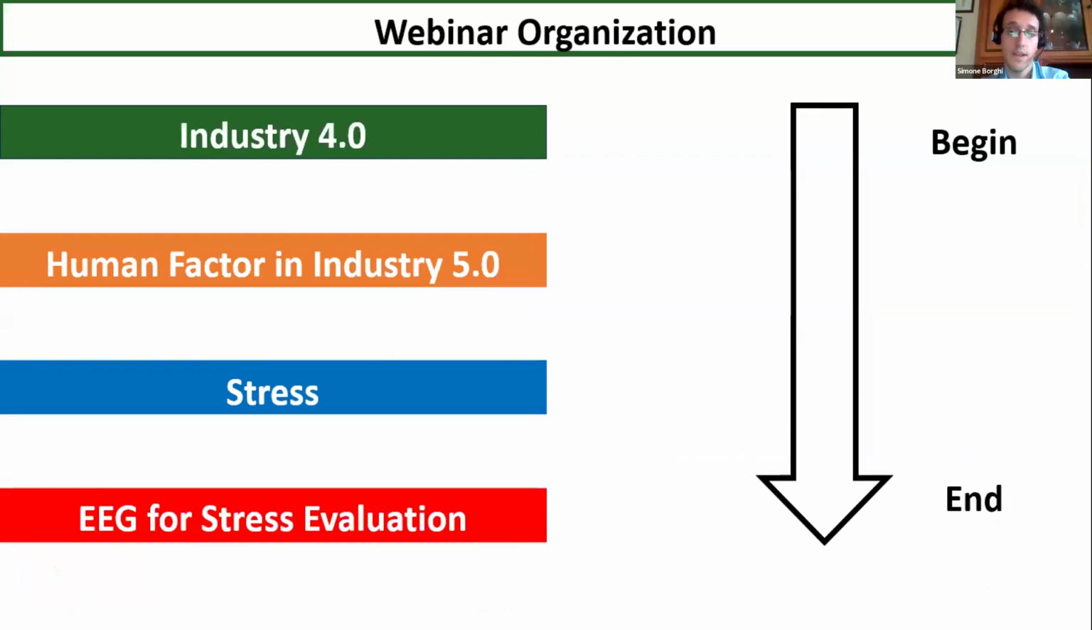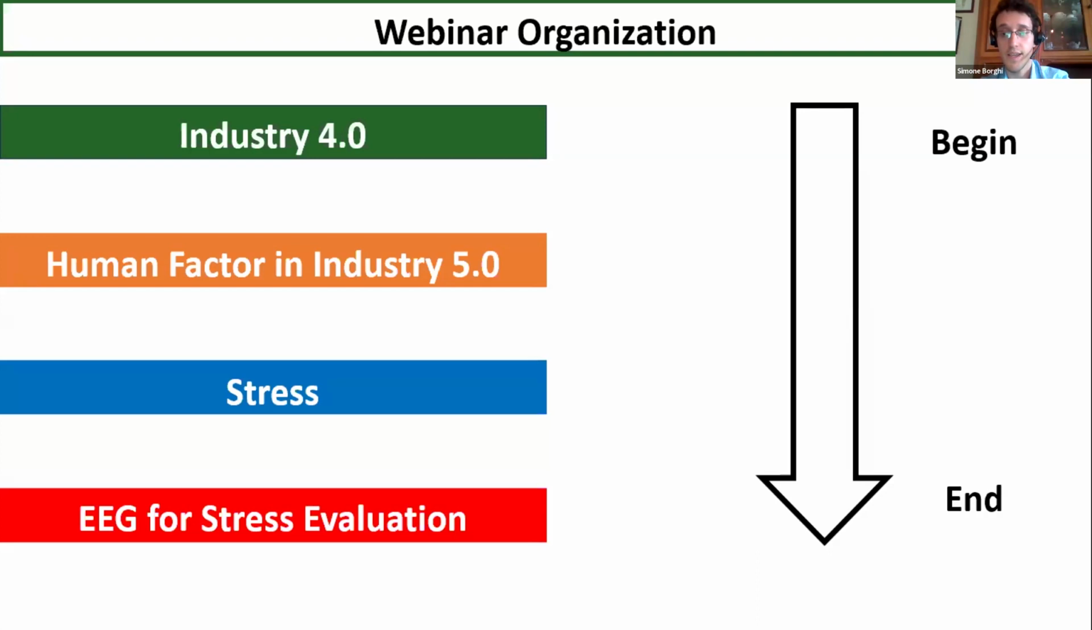Now, let me outline how this webinar will unfold from start to finish. We will begin by exploring the concept of Industry 4.0 and its evolution, Industry 5.0, and its implication for modern industrial practices. This will provide a foundational understanding of the technological advancement driving the transformation of industrial processes. Next, we will delve into the crucial role of the human factor in Industry 5.0.